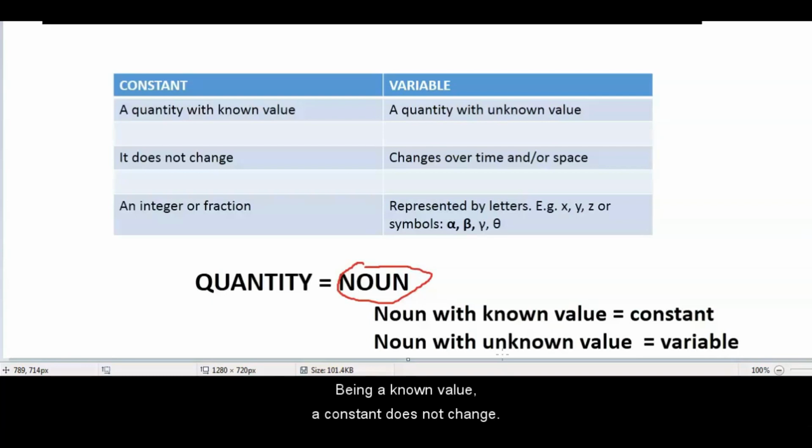So being a known value, a constant does not change. A variable varies over time and space. In fact, that's why it is called a variable. While a constant is a number, a variable can be represented by alphabet or symbols, alpha, beta, and gamma. These are all Greek symbols. Theta is also a symbol mostly used in physics and chemistry.